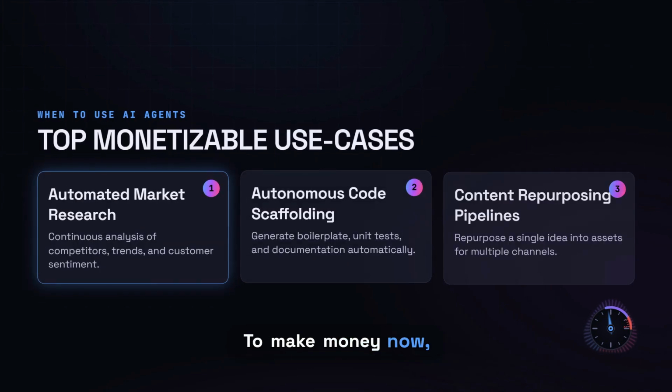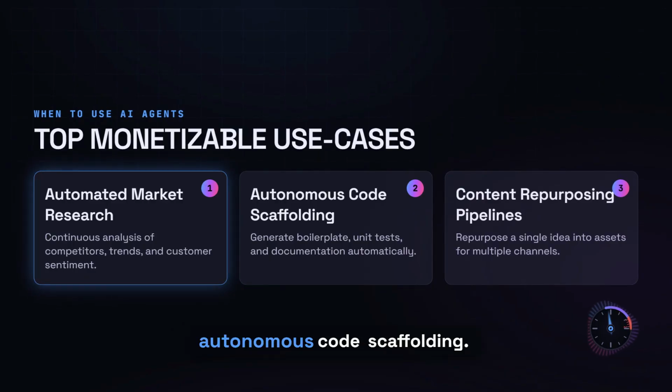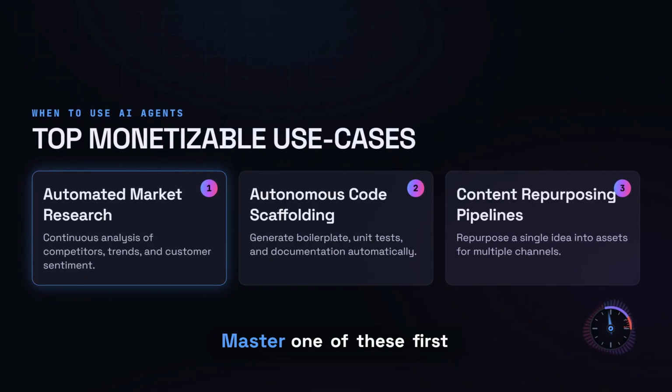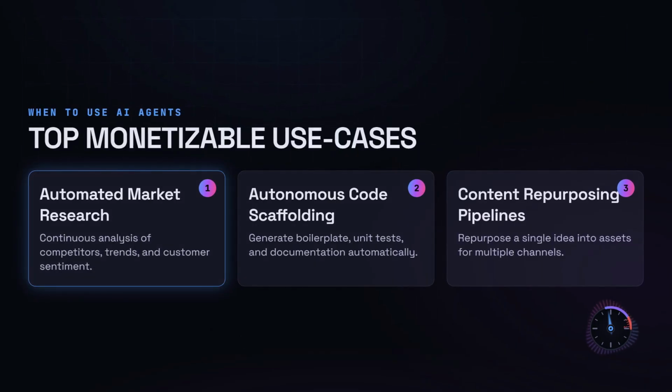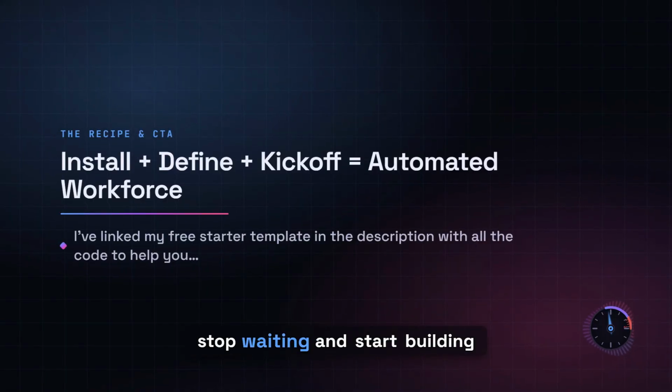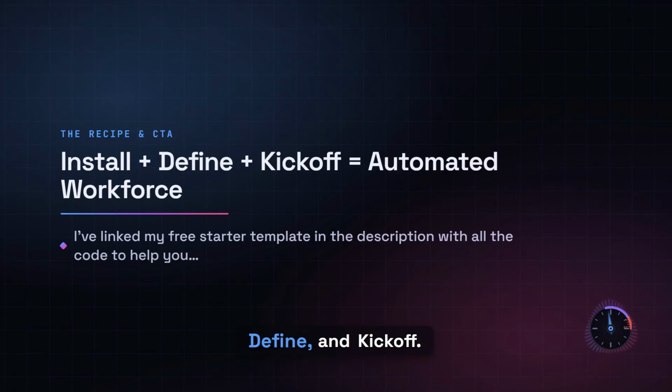To make money now, focus on high ROI use cases like automated market research or autonomous code scaffolding. Master one of these first to prove the value and get a fast return on your time investment. The final verdict: stop waiting and start building an automated workforce with the simple recipe of install, define, and kick off.